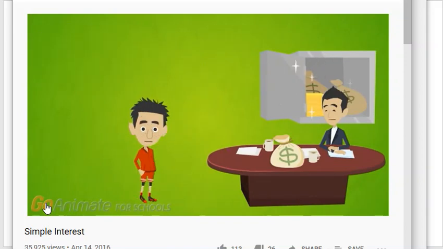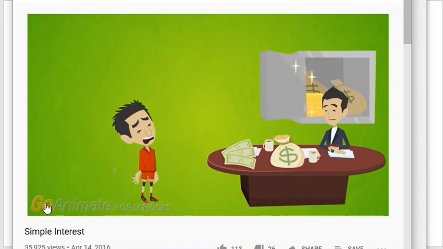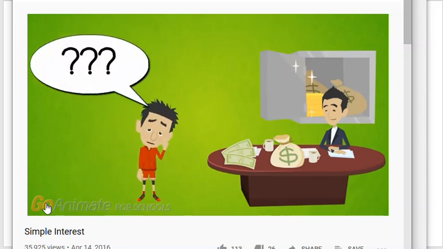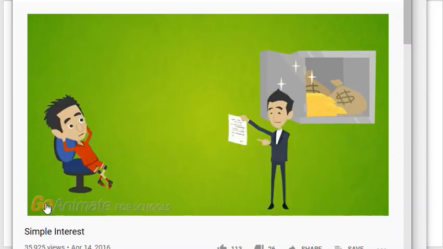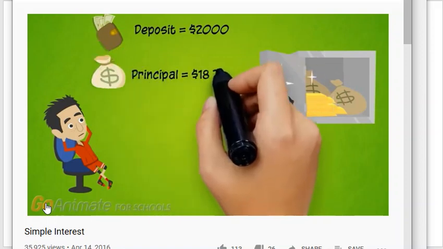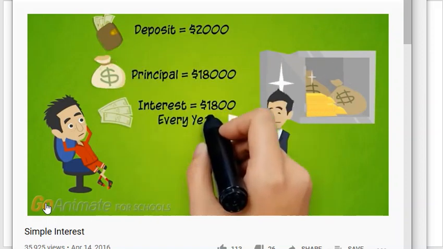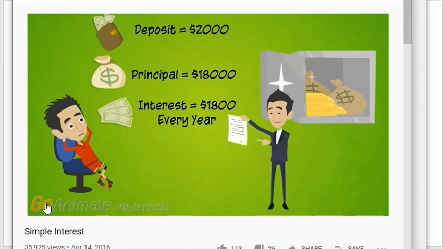That's true, says Mr. Bank. However, borrowing money is not free. We will charge you a fee, which we call interest, to loan the money. So how much will this fee cost me? Says Billy. Well, says Mr. Bank, we loan money at an interest rate of 10% per year. In your case, given you already have $2,000 deposit, we will loan you $18,000. This will cost you $1,800 interest every year. The longer you take to pay back the loan, the more interest you pay.